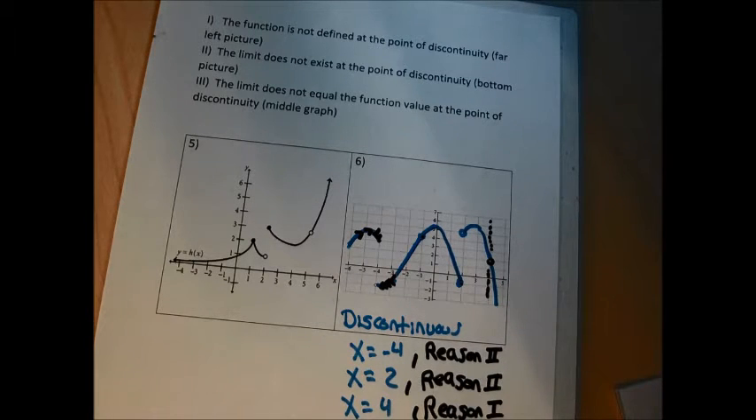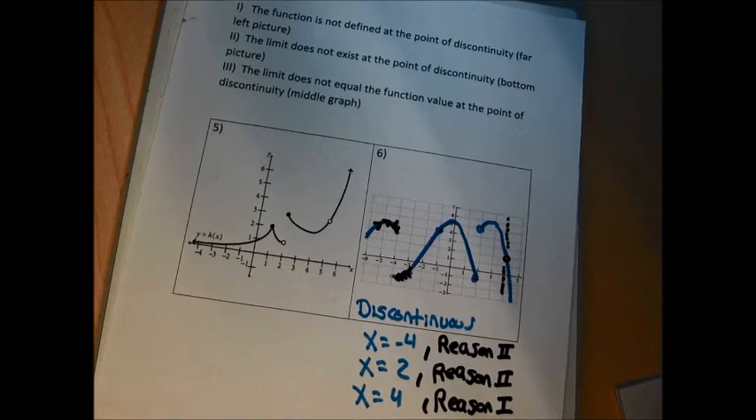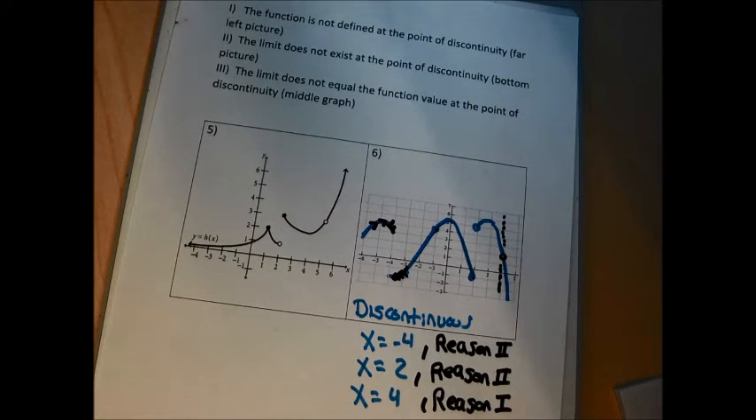So you should make a stab at number 5, and it should work similarly. It's going to have just 2 points of discontinuity for yours, and you're going to get a reason 2 and a reason 1. Just like I have 2 reason 2s and a reason 1, you're going to get 1 reason 1 and 1 reason 2 for yours.